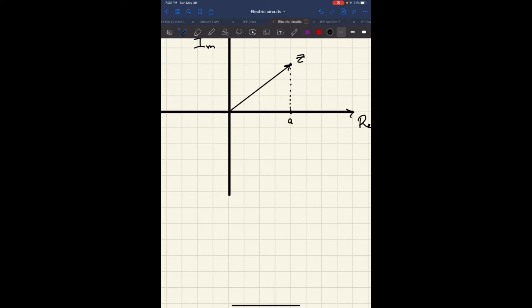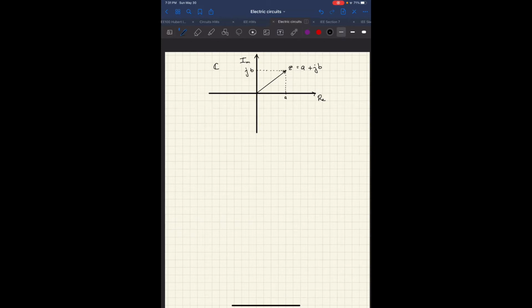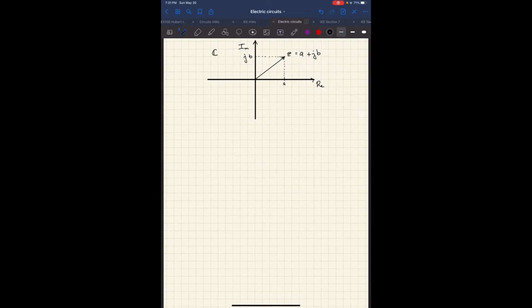And let's say the real component, we call it a. And let's say the imaginary component is b. So when we write it, we would put jb. So in other words, I can represent z as a plus jb. Let's also consider the angle that this complex number makes with the real axis. We'll call that angle theta.